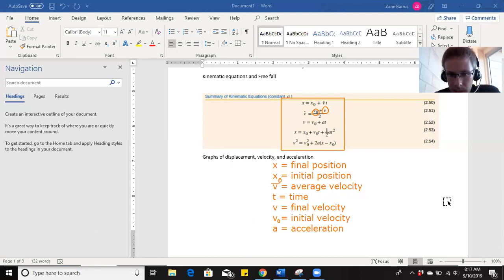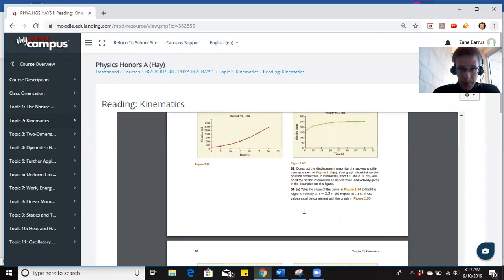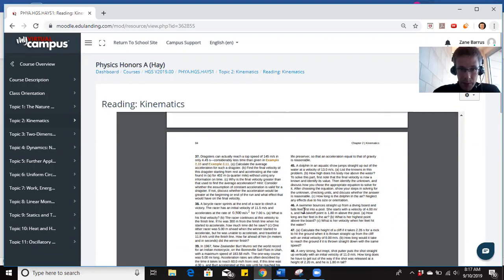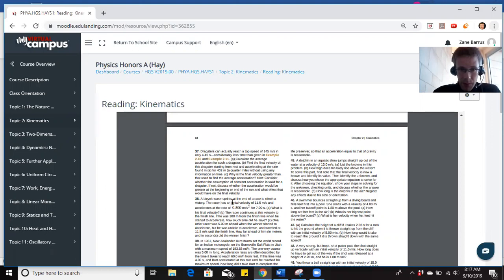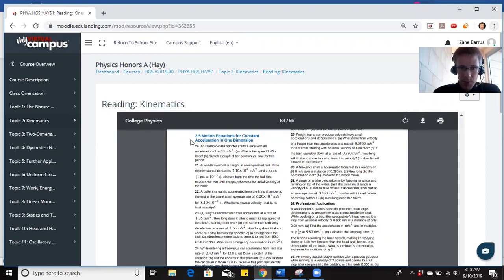But in any problem, write down the variables that are being given to you, write down the variable that's being asked of you, and then pick the equation that's going to get you there. Okay? So let's do an example. I'm going to switch over to the book. These equations are introduced in section 2.5 in your book.